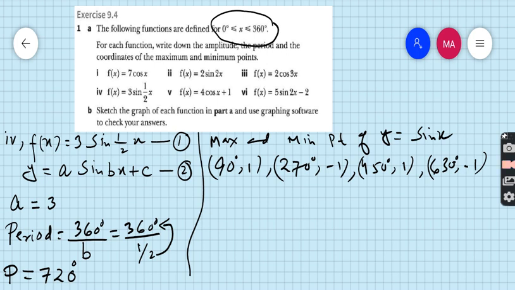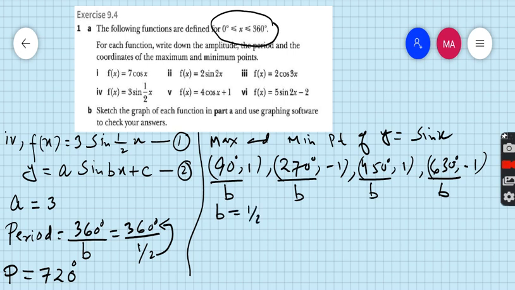Now, this is 90 degree. We have to divide each angle by b, that is 90 upon b, 270 upon b, 450 upon b, 630 upon b. So what is b? b is 1 upon 2.